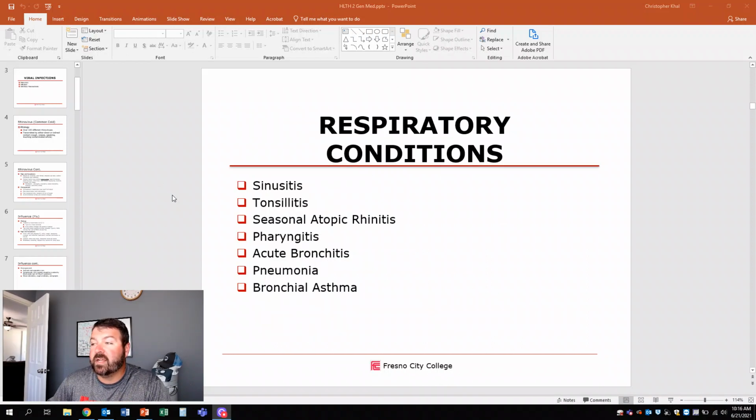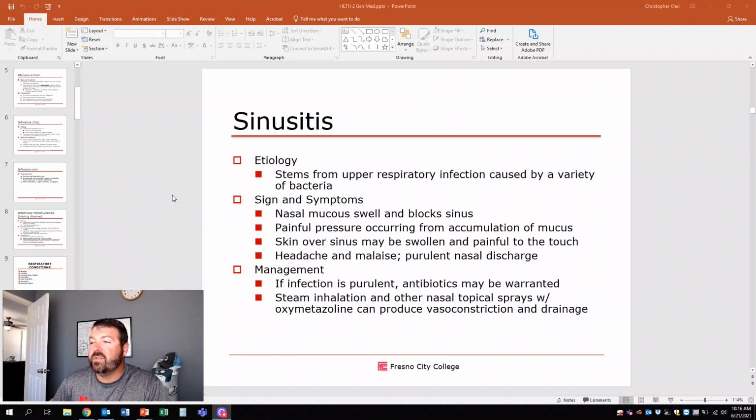All right. Next is respiratory conditions: sinusitis, tonsillitis, rhinitis, every other itis in here. Sinusitis stems from an upper respiratory infection caused by a variety of bacteria. Signs and symptoms: nasal mucus swelling and blocked sinuses, painful pressure from accumulation of mucus. Skin over the sinus may be swollen and painful to touch, headache, malaise, purulent nasal discharge.